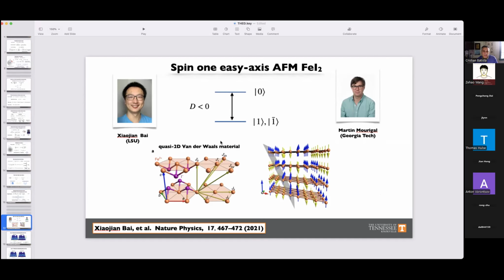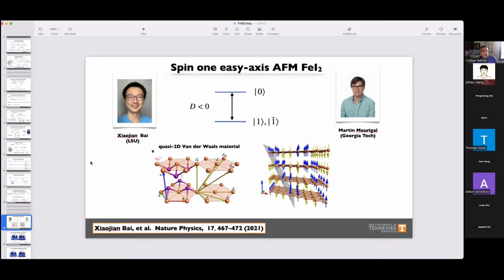So the first example that I want to mention is one where we consider iron iodide, an antiferromagnet in a layered triangular system. There are multiple interactions, but the important thing is that there is a strong easy-axis single-ion anisotropy that favors the 1 and -1 states. This is again a spin 1 system, and therefore the system becomes Ising-like to some extent, and therefore very semiclassical.